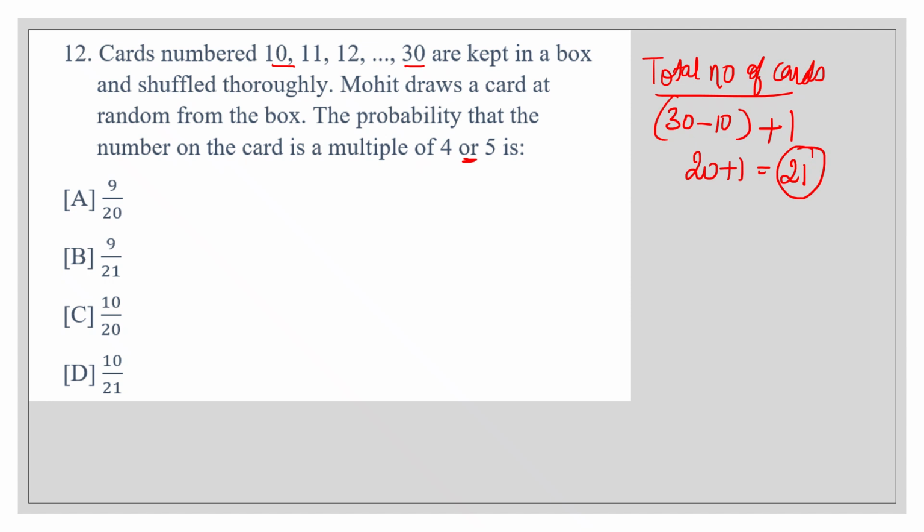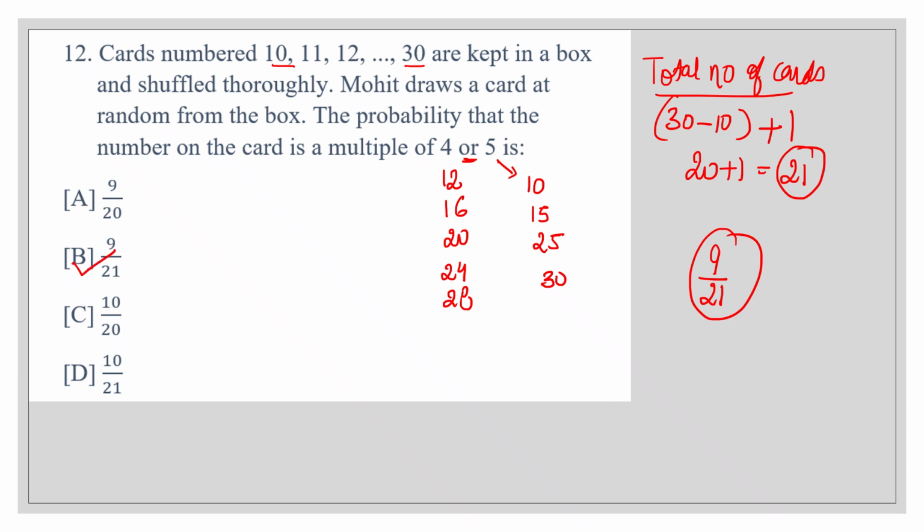So multiples of 4 starting with 12, 16, 20, 24, 28. Multiples of 5 will be 10, 15, 20 is already there, 25, 30. Now count 1, 2, 3, 4, 5, 6, 7, 8, 9. 9 upon 21. B.